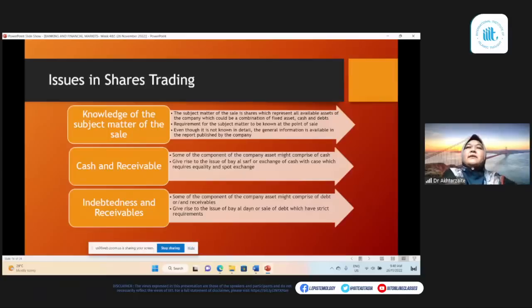Cash and receivables: sometimes the company will have cash with them, right? So when you sell your shares, and these shares also partially represent this cash, you are selling cash, right? I mean, muqabil, cash versus cash. Cash versus cash will be under the rule of sarf, whereby equal value is required, which is not happening here, right? So here also there is a certain problem in share trading.